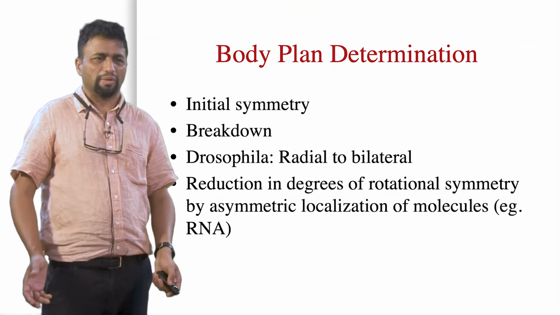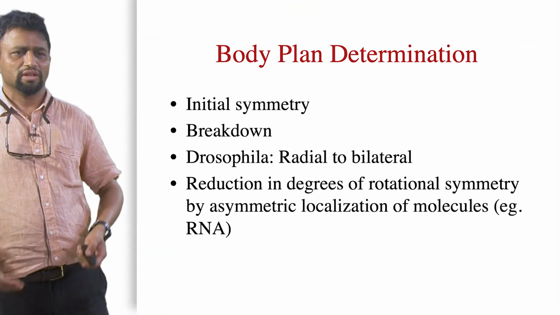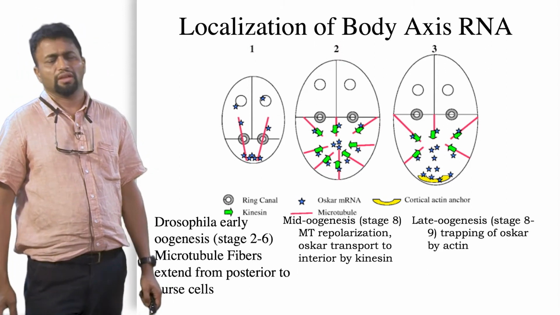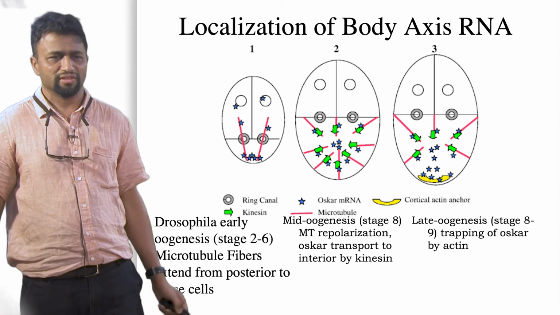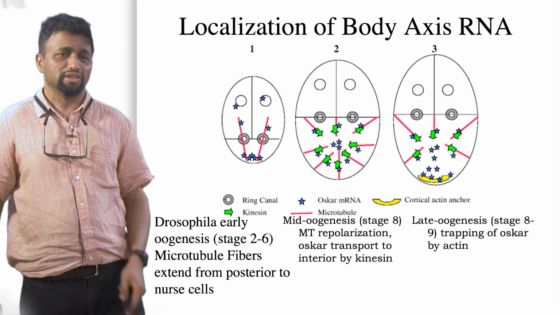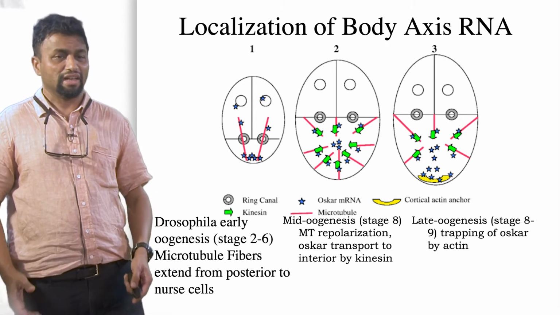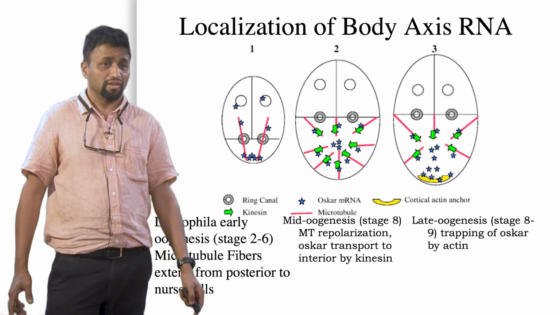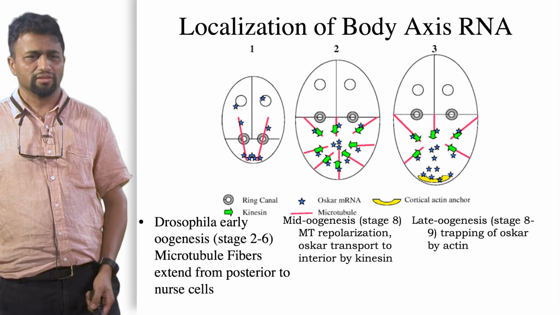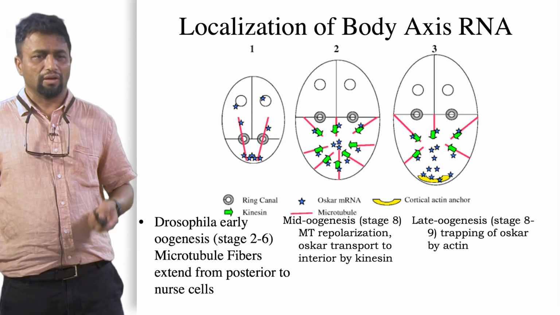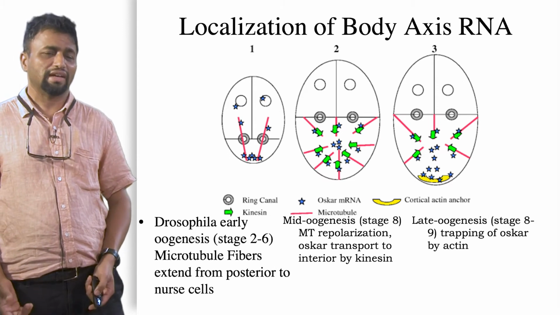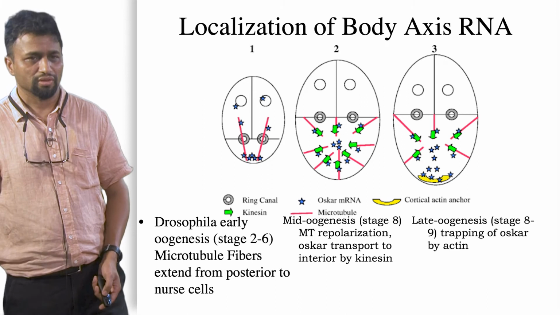So, in terms of body plan determination, this is important also in fruit flies, and in this particular case in Drosophila oogenesis, it has been shown that microtubule fibers extend from the posterior to the nurse cells. You are looking at it in panels 1, 2, 3, and the RNA of a factor called OSKAR, which is an mRNA, is transported as granules into the center, and this in late oogenesis is then trapped and forms a cortical anchor, which then eventually leads to differentiation.